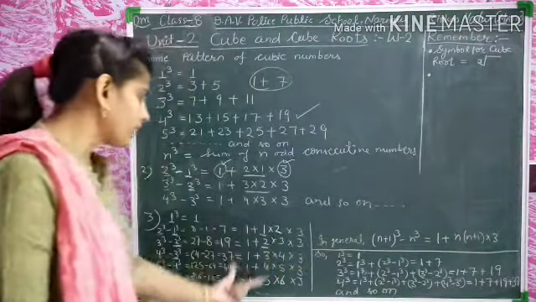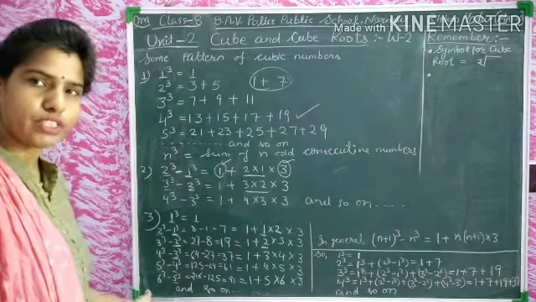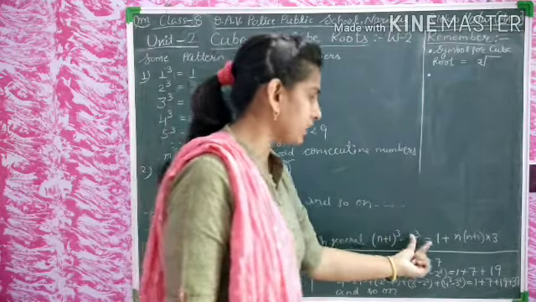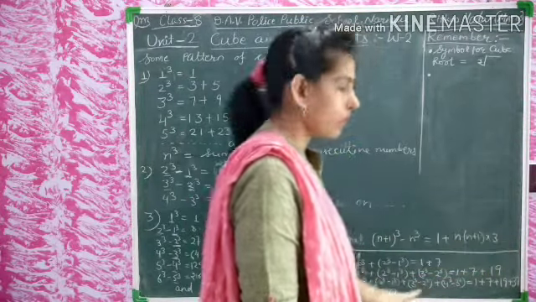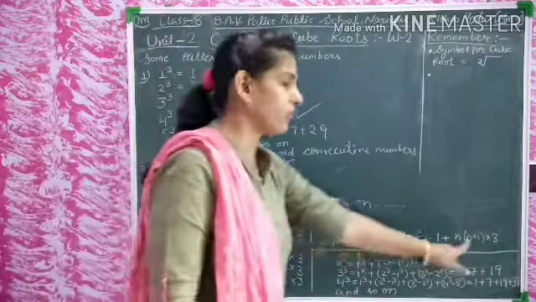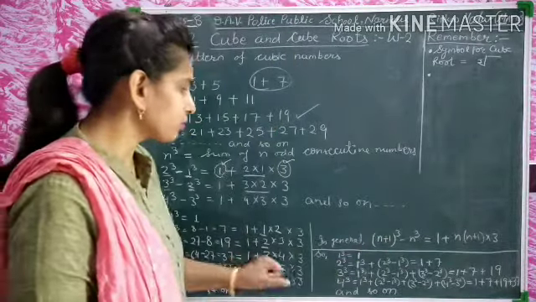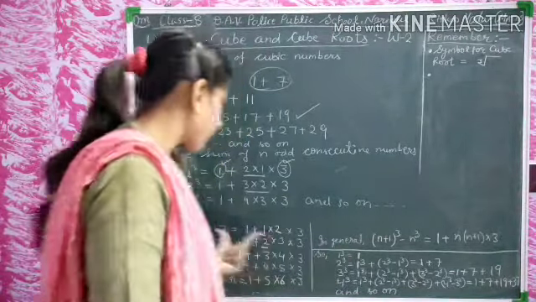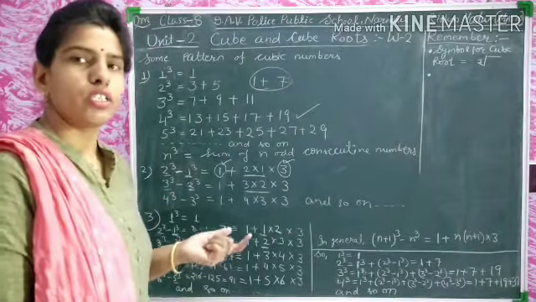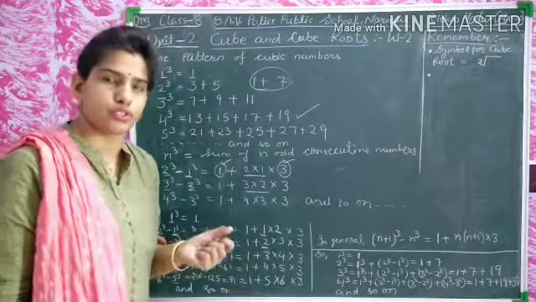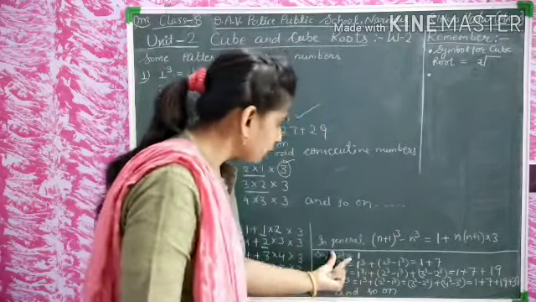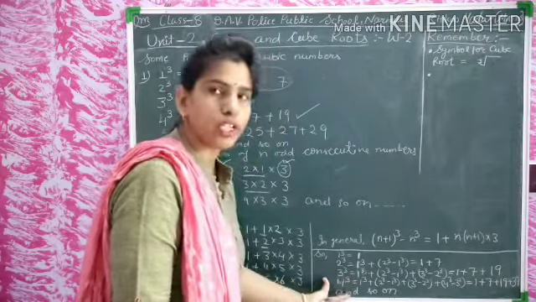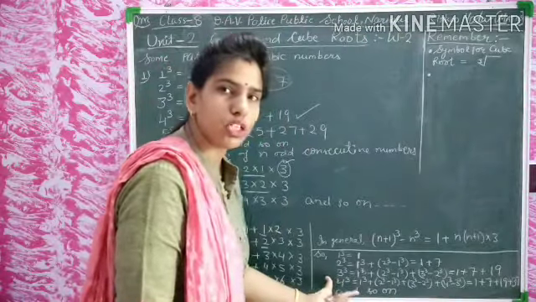And in general, we will calculate here the nth term. If we want to find the nth term, we will put here the n value: n plus 1 cube minus n cube is equal to 1 plus n into n plus 1 into 3. We will calculate from this method. And now students, one more pattern is there. This is for finding the difference of cubing of any two consecutive numbers. Now we will find the cubing of any number. You will find another method to find the cubing of any number.